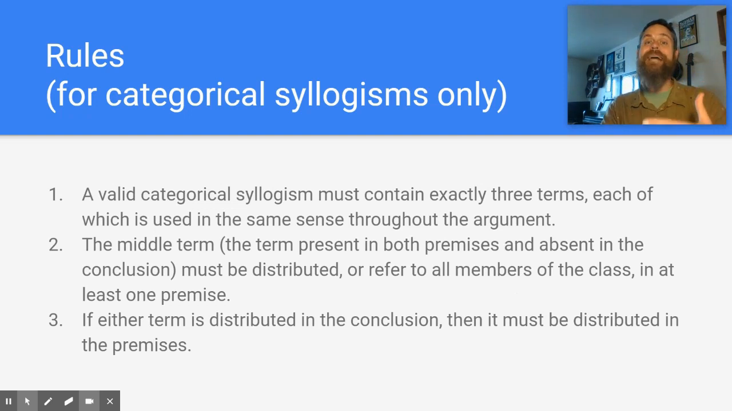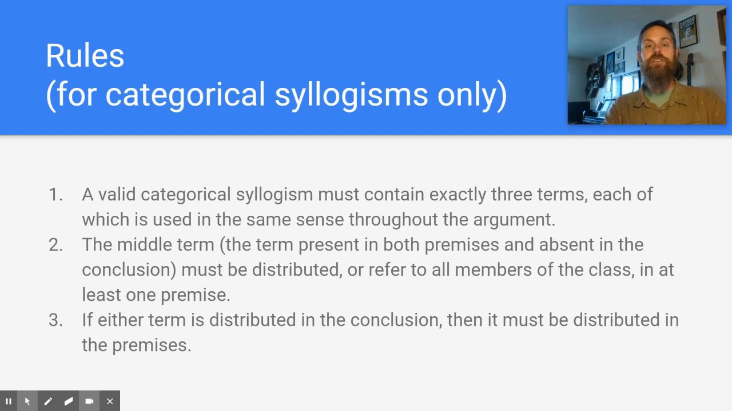If it passes that test, we move on to rule number 2. If it does not pass rule number 1, we throw it out. It's invalid. It's no good. It doesn't work. Rule number 2: the middle term must be distributed. What that means is the middle term must refer to all members of the class in at least one premise. So what is the middle term?